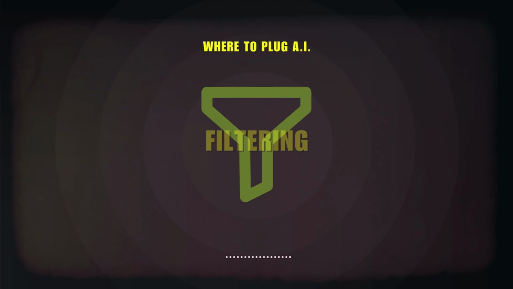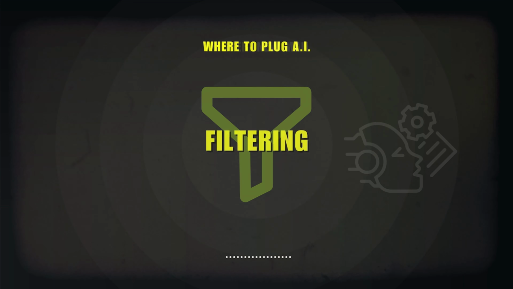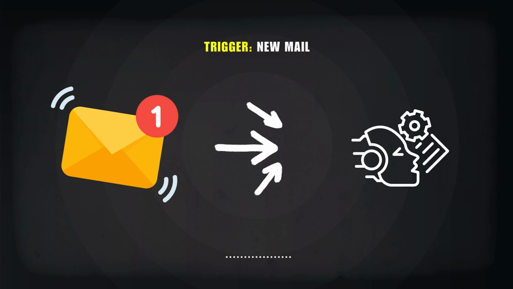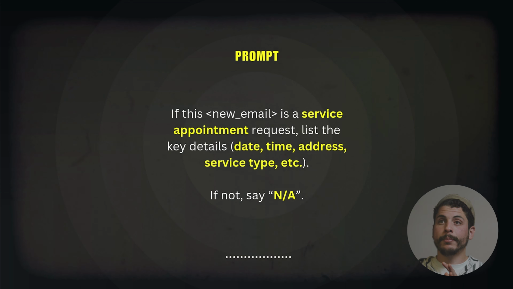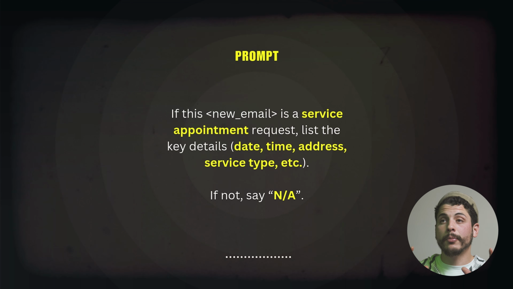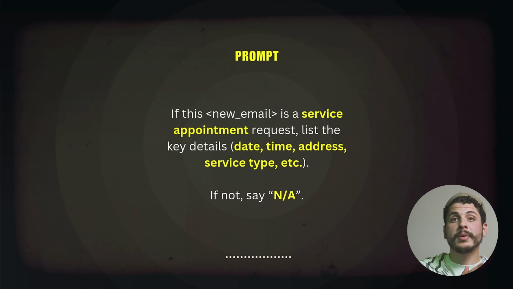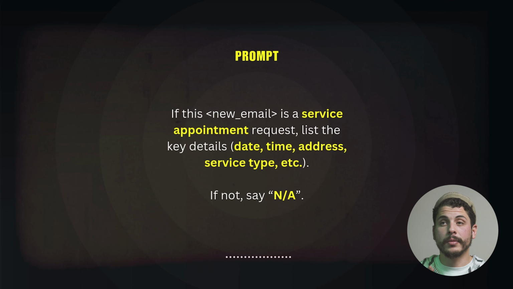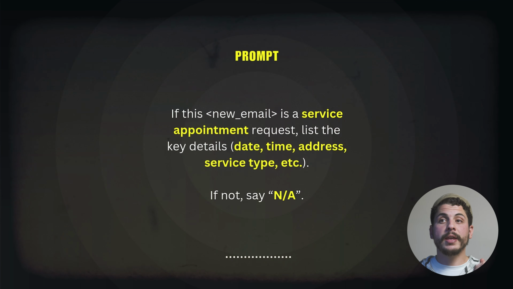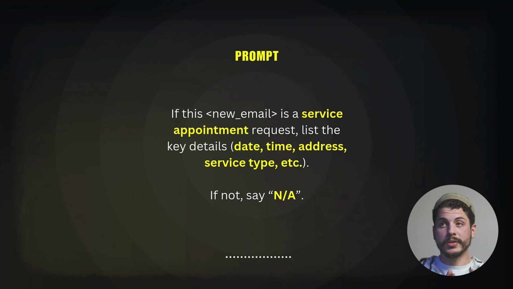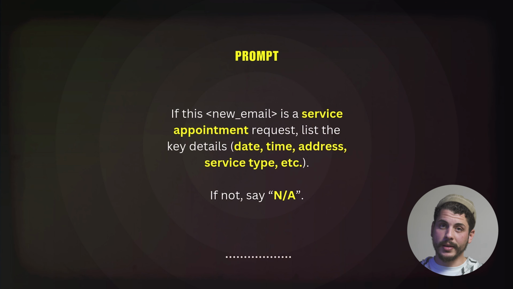And so at a very top level, AI can just be this sort of filtering mechanism for your email, right? Any email that comes in immediately goes into this AI's brain, and with specific prompts that you've given it, it will interact with that email. For example, you can give it a prompt saying that if this email is a service appointment request, give me all of the key details of that service appointment, right? The date, the time, the address, the type of service, any other notes that might have come. And if it's not that type of email, a service appointment request, just say NA.